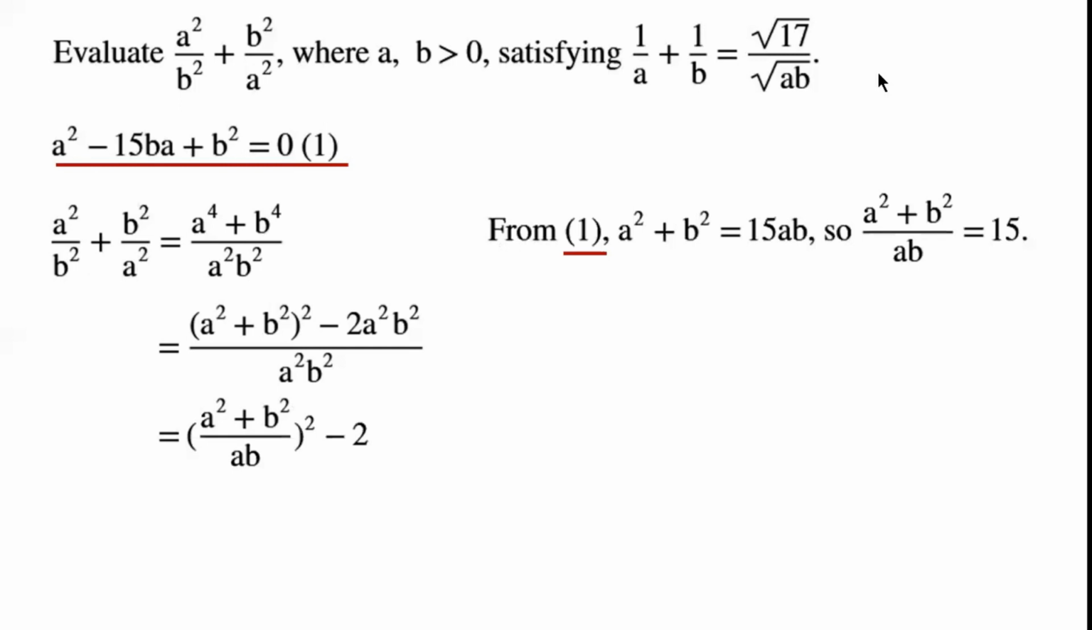From equation 1, a squared plus b squared equals 15ab, so a squared plus b squared over ab equals 15. So we can now write 15 squared minus 2, which is equal to 225 minus 2, which is 223.